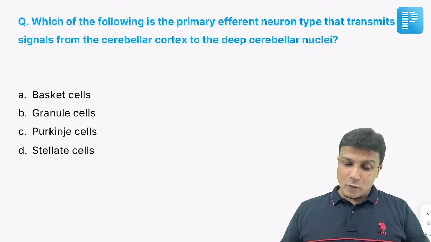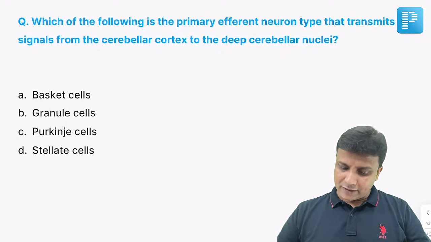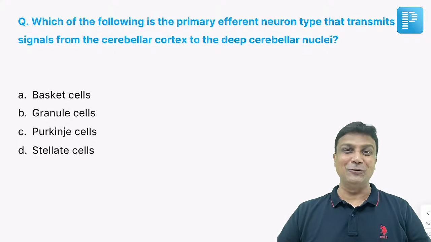Next one. Which of the following is the primary efferent neuron type that transmits signals from the cerebellar cortex to the deep cerebellar nuclei?